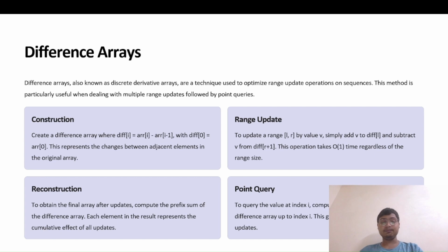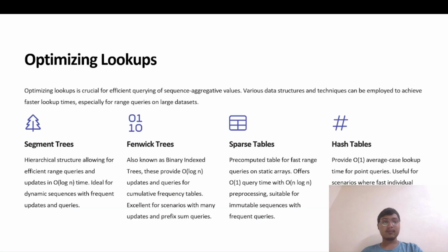This represents the changes between adjacent elements in the original array. Range update. To update a range L, R by value V, simply add V to difference of L and subtract V from the difference of R plus 1. This operation takes O(1) time regardless of the range size. Reconstruction. To obtain the final array after updates, compute the prefix sum of the difference array. Each element in the result represents the cumulative effect of all updates. Point query. To query the value at index i, compute the prefix sum of the difference array up to index i. This gives the final value after all updates.